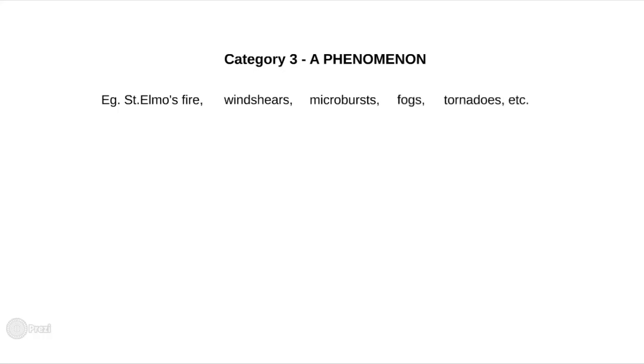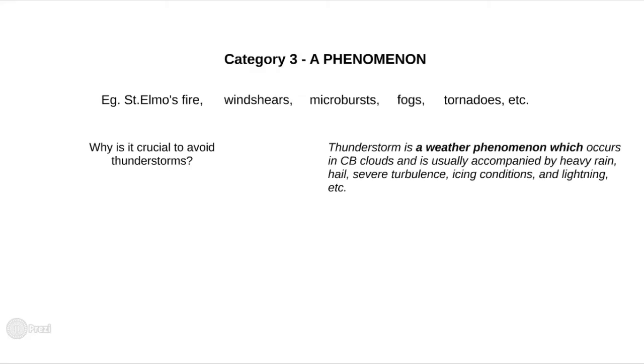For example, imagine you have to deal with a question like, why is it crucial to avoid thunderstorms? An easy way to start an answer is simply to say that thunderstorm is a weather phenomenon which occurs in CB clouds and is usually accompanied by heavy rain, hail, severe turbulence, icing conditions, and lightning.